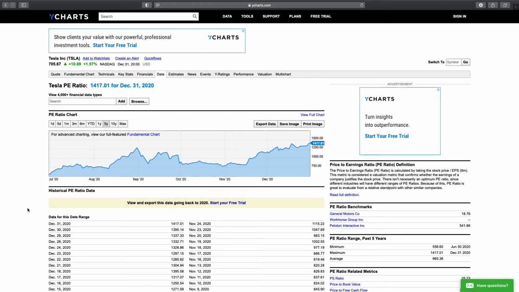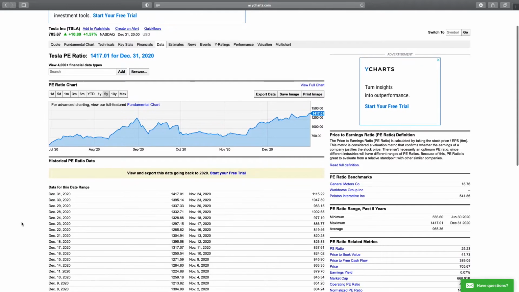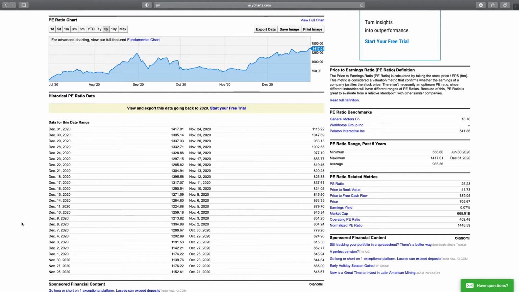Now, just for a bit of fun, let's look at the Tesla PE ratio, because this company has only become profitable quite recently, in the last year or so. Here for Tesla, we're seeing crazy PE ratios. The maximum is 1,417, which was literally just a few days ago. That means that for every dollar of profit, shareholders are prepared to pay $1,417, which is a huge amount. So either the price needs to come down, or the earnings need to go up quite a lot to compensate for it.